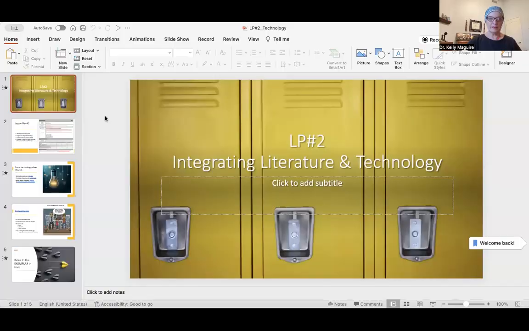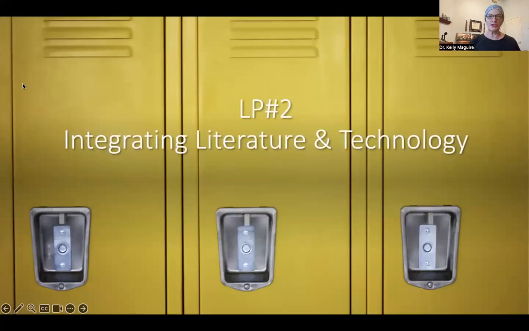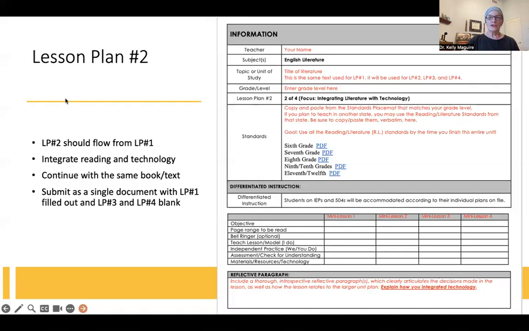I just wanted to take a couple of minutes to go over some of the expectations for lesson plan number 2. So let me go ahead and do a share screen and we'll get started. All righty, so lesson plan number 2 is about integrating literature and technology. So what you're going to do is just continue with the lesson plan that you began with. So lesson plan number 2 should just flow from lesson plan number 1. Again, what you're doing now is you're integrating technology into the literature or into some of your lessons.